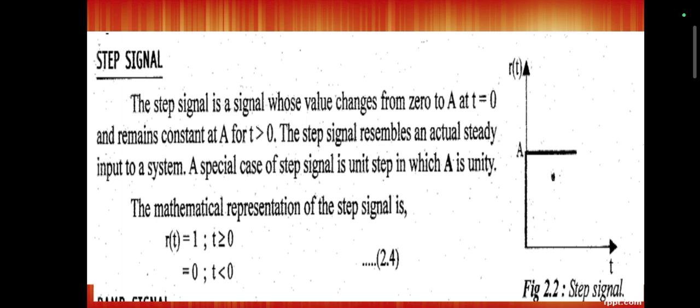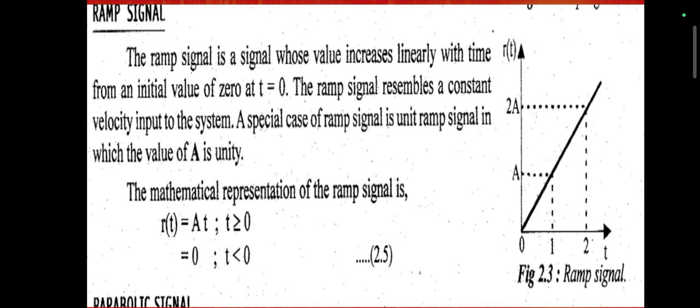Step signal is the one in which the mathematical representation is noted as R(t) equal to 1 when t is greater than or equal to 0 and 0 when t is less than 0. So the step signal is a signal whose value changes from 0 to A at t equal to 0 and remains constant at A for t greater than 0. This step signal resembles an actual steady input to a system. A special case of step signal is the unit step signal, in which the amplitude of the signal is 1. That is why it is called unit step signal.